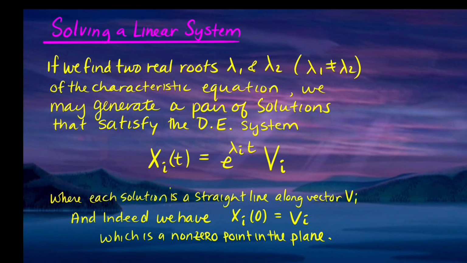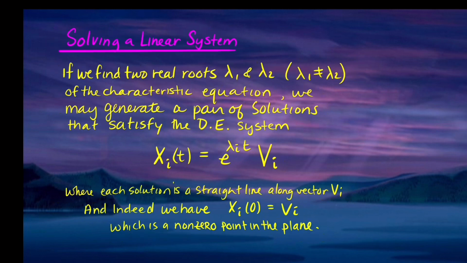So now, solving a linear system. If we have two real roots which are distinct, not equal to each other, of the characteristic equation, we may generate a pair of solutions that satisfy our differential equation of the form x equals e to the lambda t times that eigenvector, where each solution is a straight line along the eigenvector direction, and indeed we have x of 0 is equal to the eigenvector itself, which is a non-zero point in the plane. So we see here that we can set up a way of using the linear system to solve our differential equation.